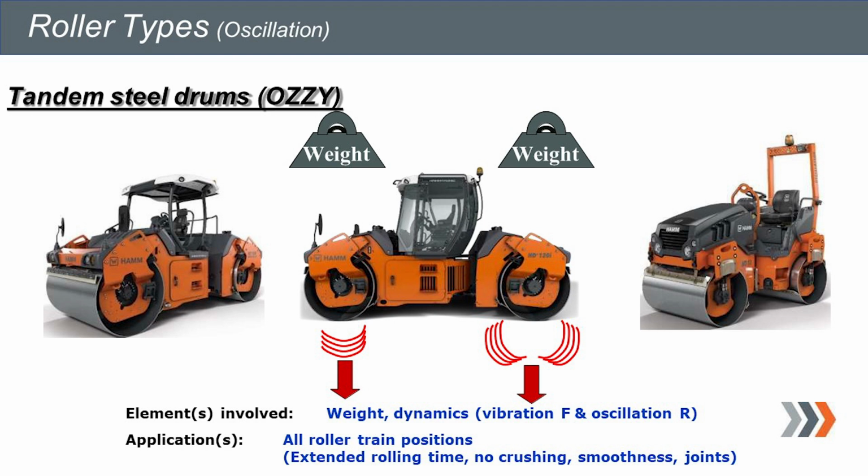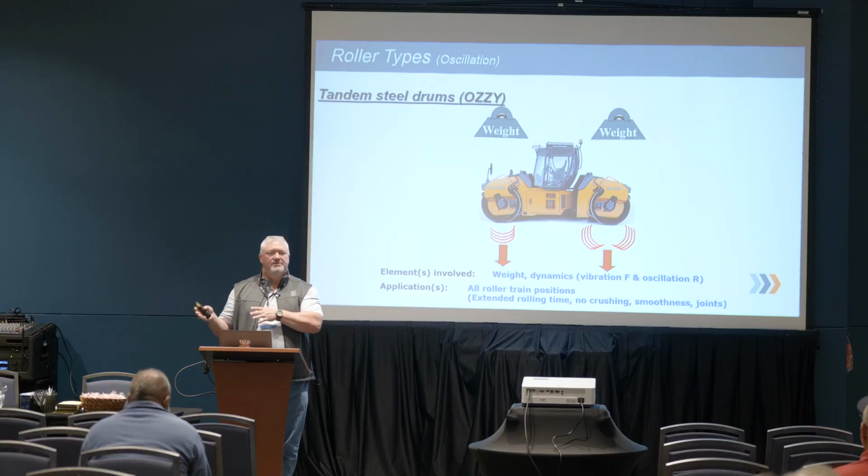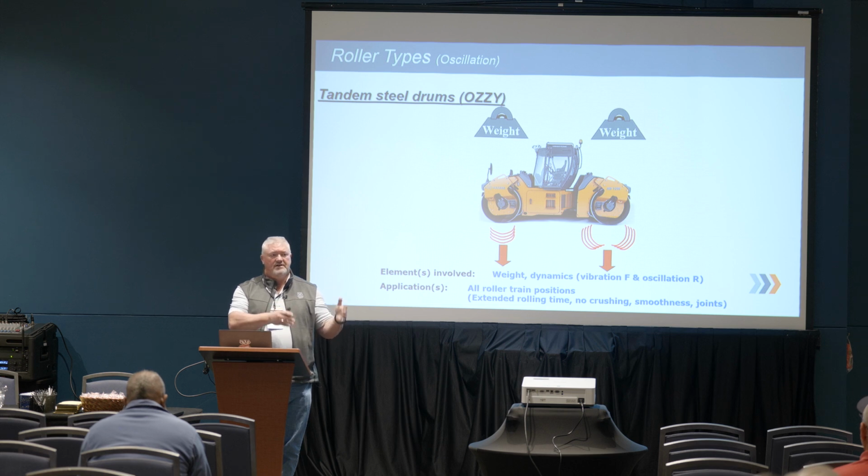Oscillation rollers, another one. Can use in any position, breakdown, intermediate, and finish. It shines probably better in the intermediate and finish side, but in certain mixes it really shines in the breakdown position. You got an OGFC or an SMA mix, works really good because sometimes some states won't let you vibrate at all, but they will let you oscillate on those types of mixes.